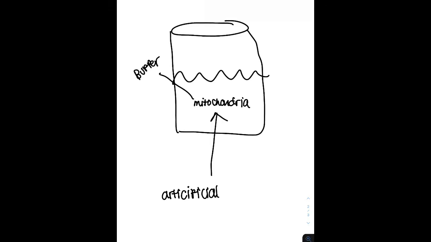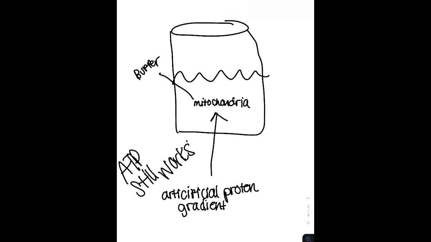Mitochondria manipulated to create a difference in proton concentration and separation of charge, even without an oxidizable substrate, still synthesize ATP. The proton motive force can drive ATP synthesis. This concludes this presentation.